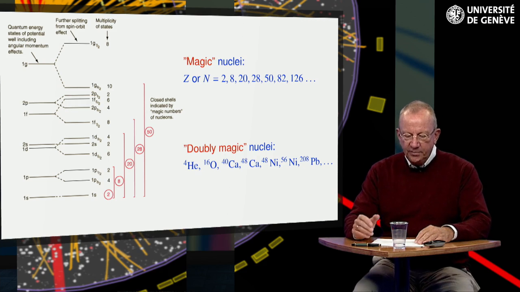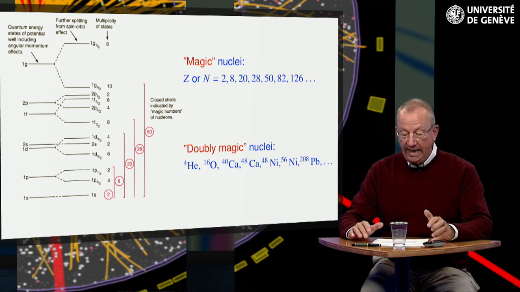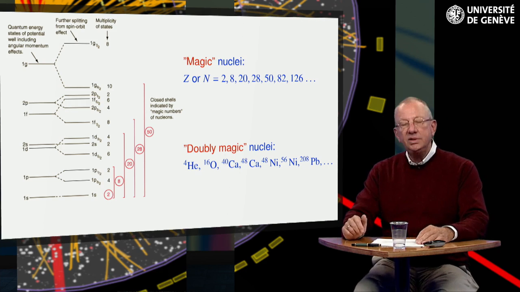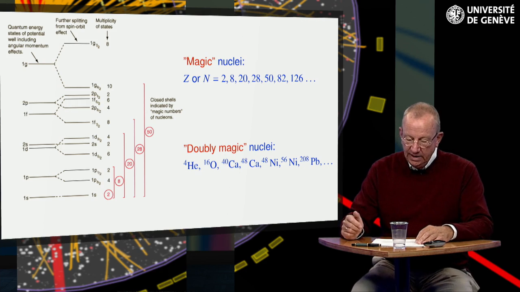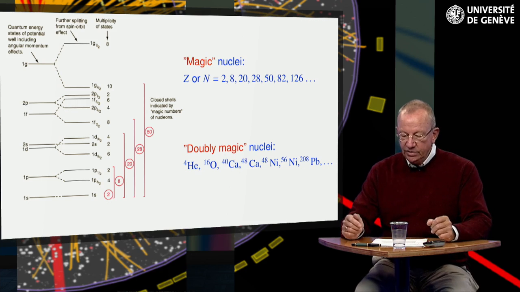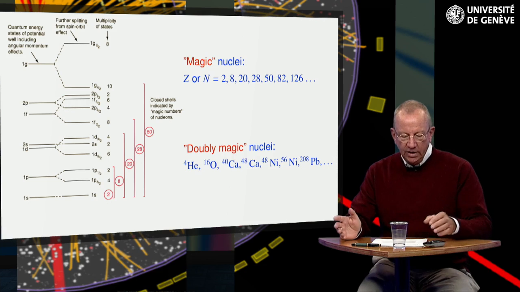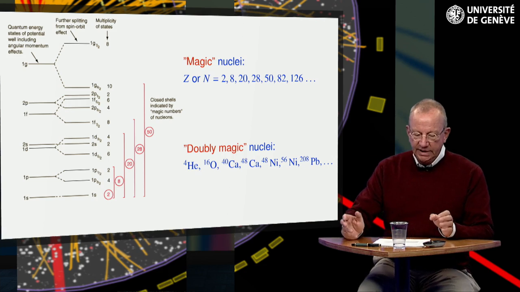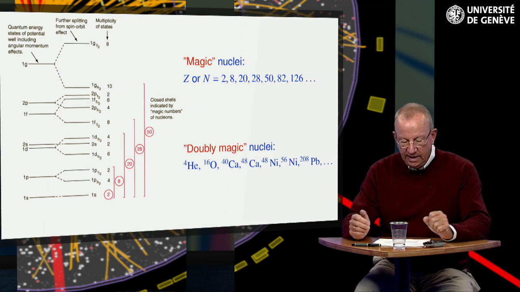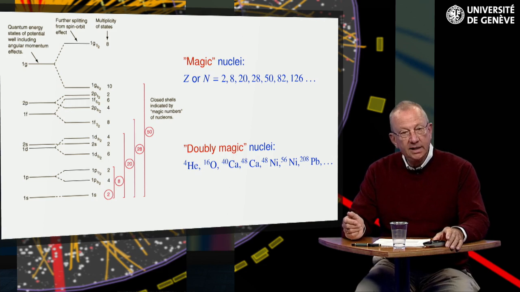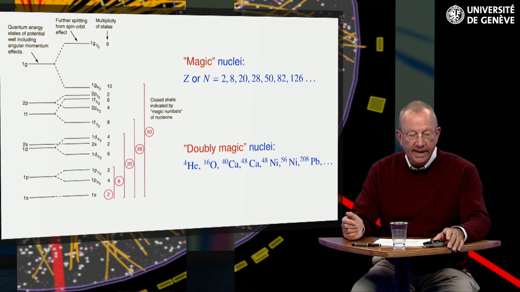Isotopes with shells of both protons and neutrons completely filled, i.e. with Z and N equal to a magic number, are even more stable. Examples of these doubly magic nuclei are helium-4, oxygen-16, calcium-40, calcium-48, nickel-48, nickel-56 and lead-208.